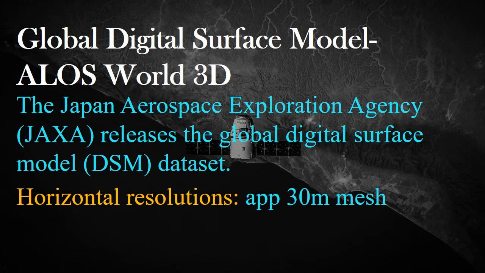Next one is the Global Digital Surface Model. We all know DSM. It's a kind of elevation model, and it allows a world 3D view. The Japan Aerospace Exploration Agency (JAXA) released the Global Digital Surface Model, the DSM dataset. Its horizontal resolution is approximately 30 meter mesh.